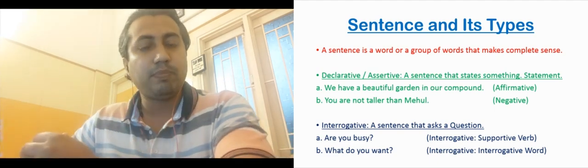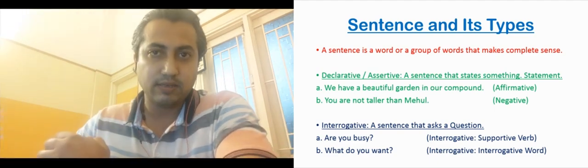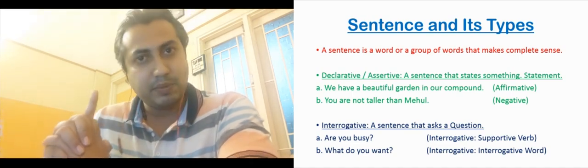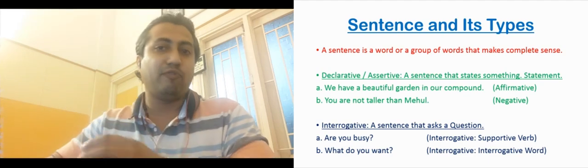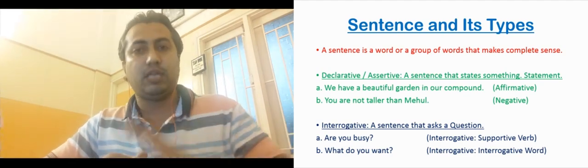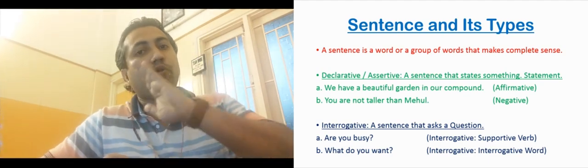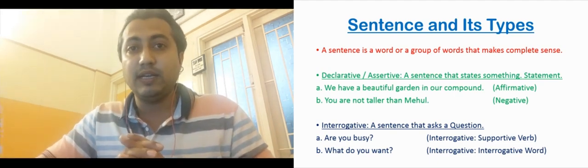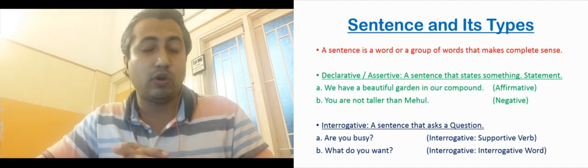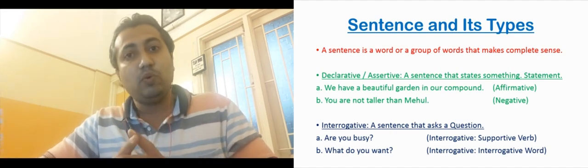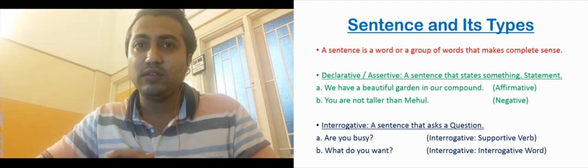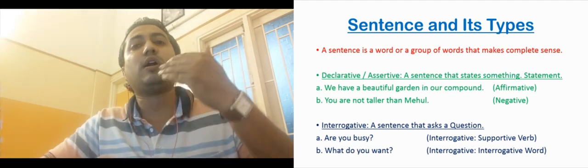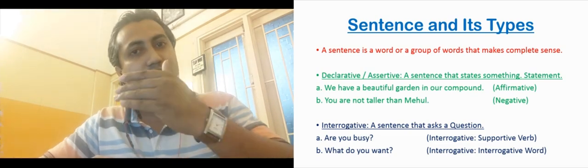Sentence and its types. First of all, we need to understand what is a sentence. A sentence is a word, it can be a single word or a group of words, which gives complete meaning, a full sense. That is called a sentence. It is not compulsory that a sentence must have more than one word or a group of words. Even one word can also be a sentence. So a sentence is a word or a group of words that gives a complete meaning. That is called a sentence.